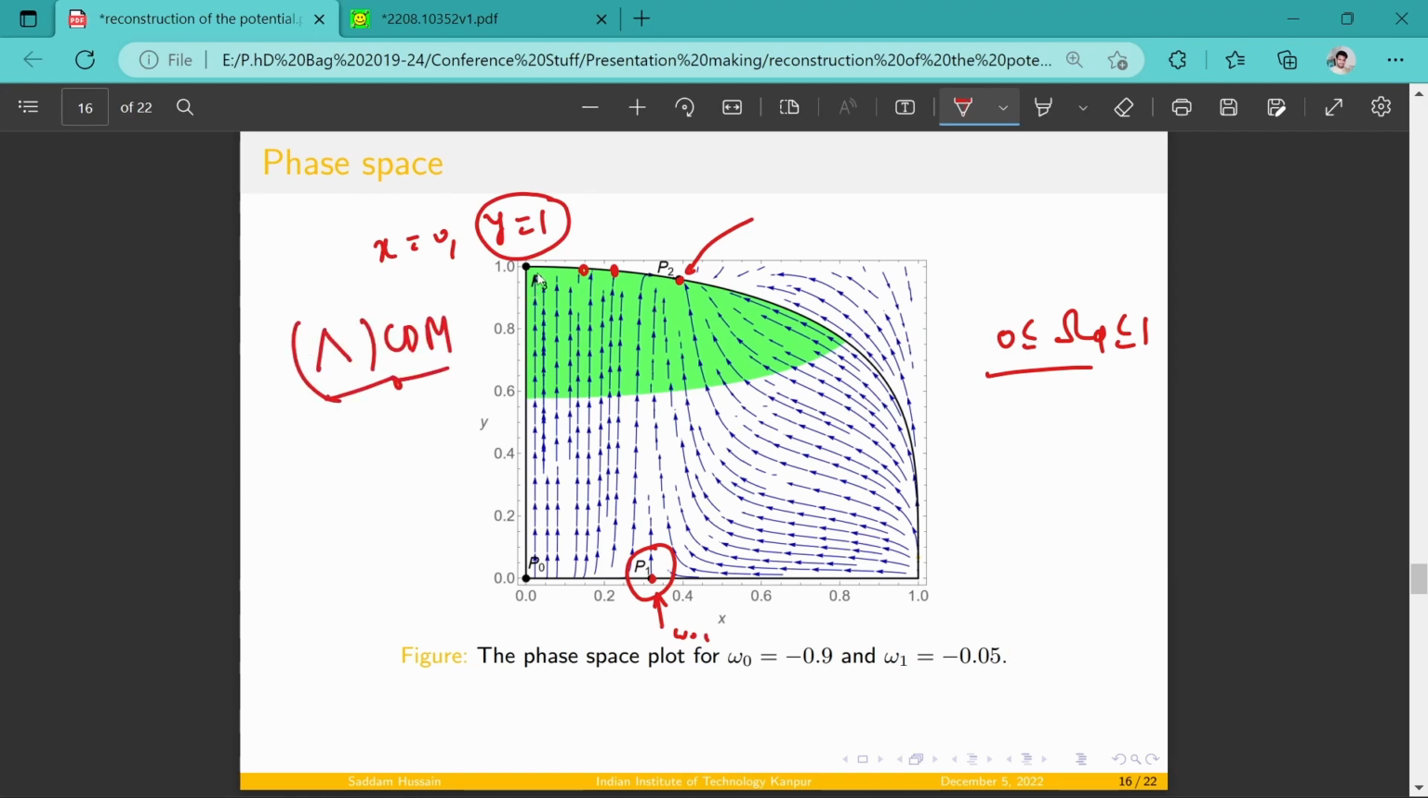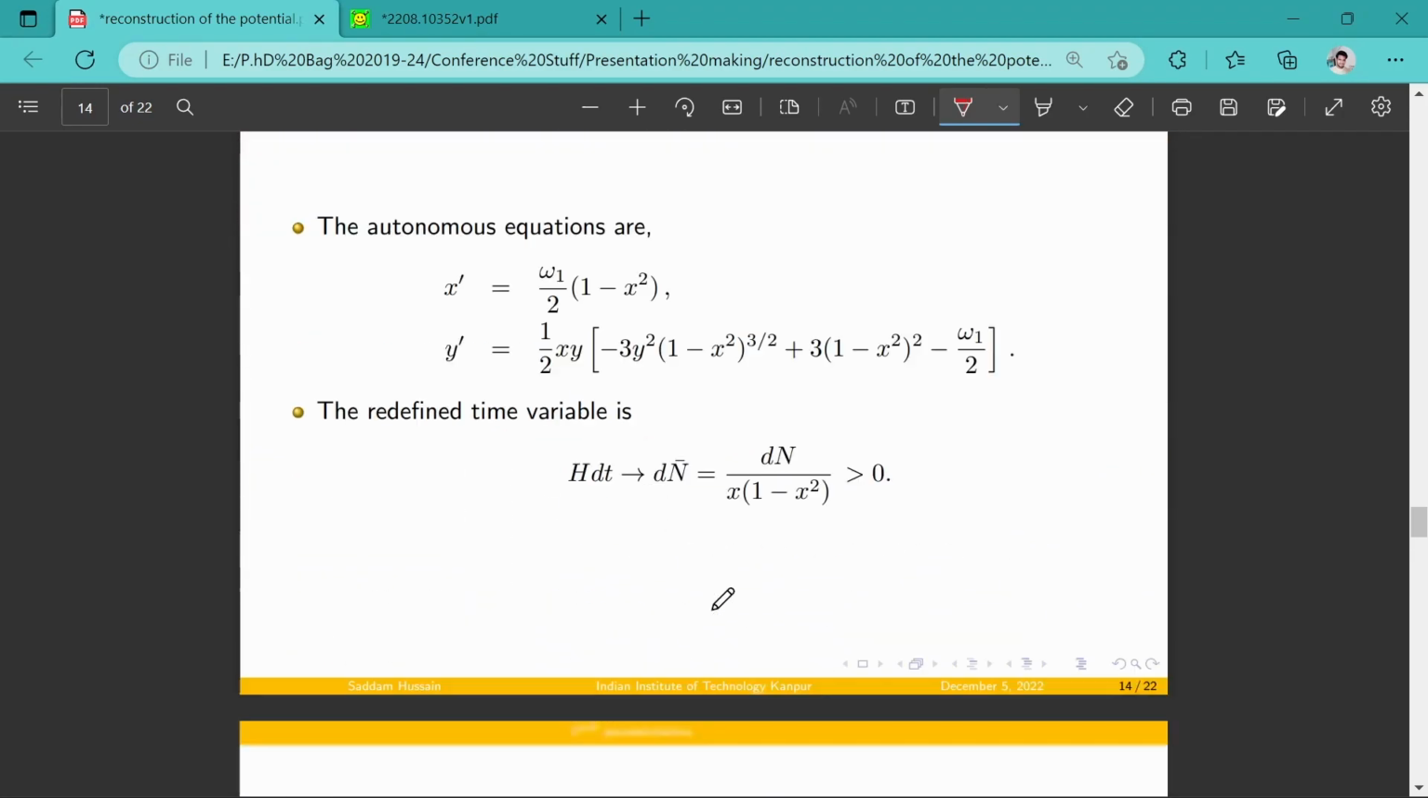Besides this, what we can understand is that when omega 0 is not -1 and omega 1 is not 0, then we have a very dynamical kind of picture, which was absent in the previous equations.